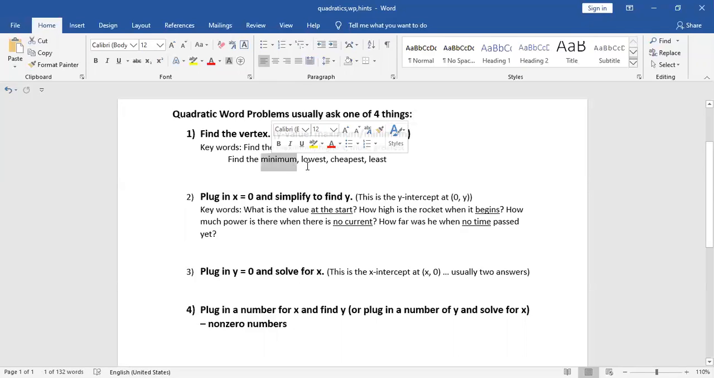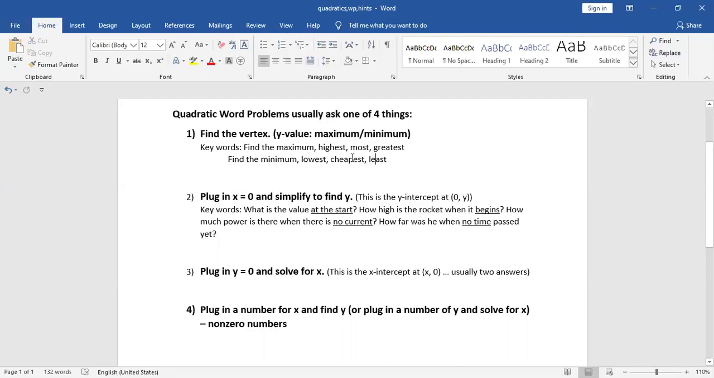Likewise, if they're asking for the minimum, it's also going to be a vertex question. So again, they'll ask without usually using the literal word minimum. So they might ask for the lowest amount, the cheapest amount, or the least expensive. And that's all going to mean that they're asking for the vertex.